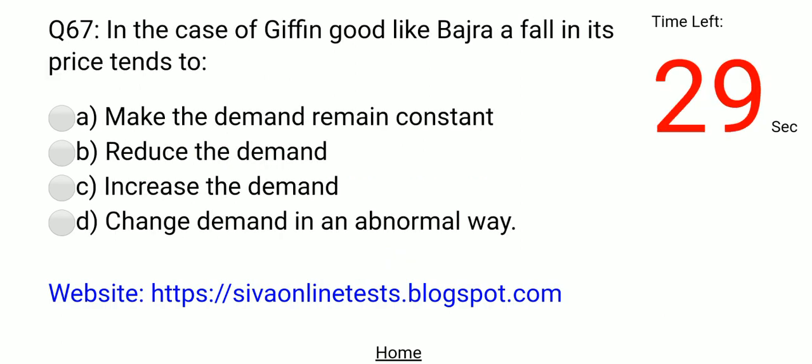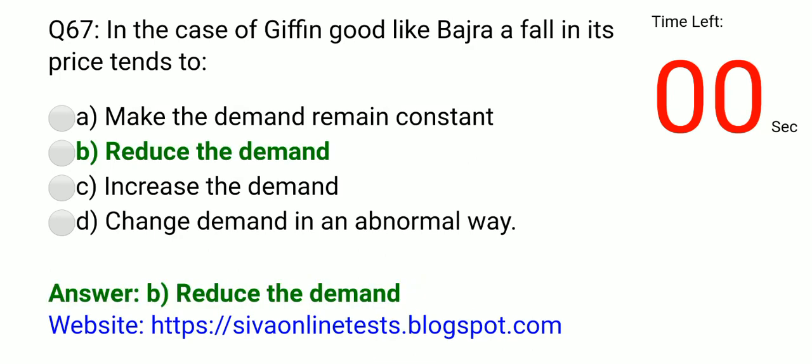Question 67. In the case of given good like bajra, a fall in its price tends to. Options. A. Make the demand remain constant. B. Reduce the demand. C. Increase the demand. D. Change demand in an abnormal way. Answer. B. Reduce the demand.